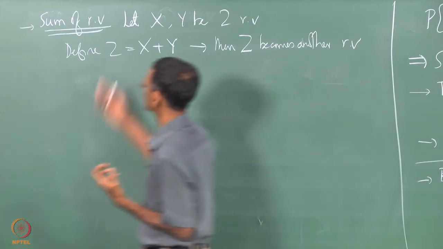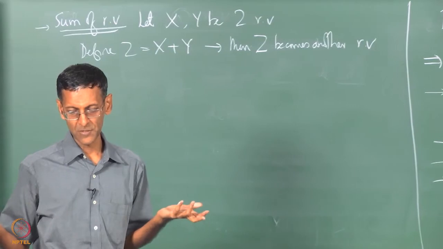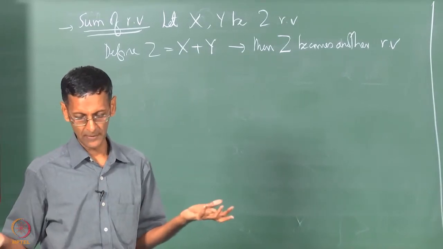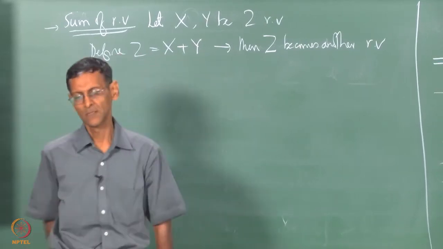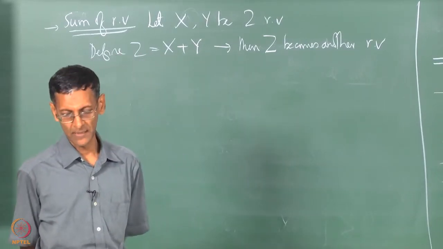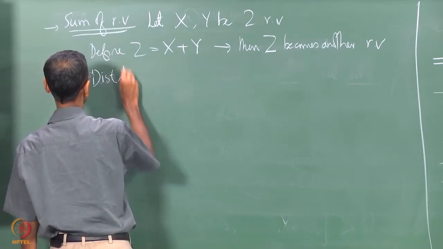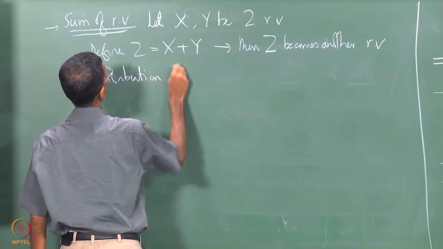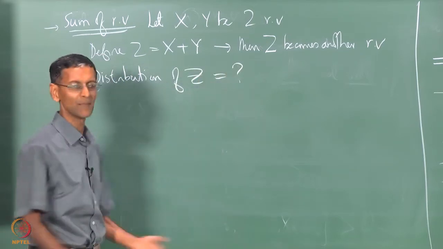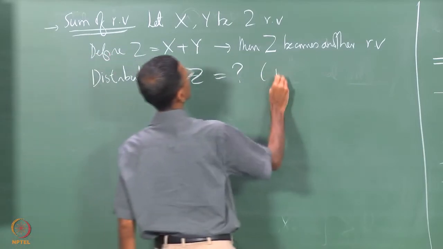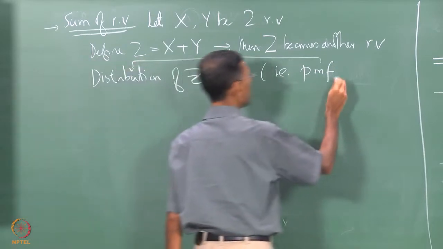So now we are interested in the case that x and y are both discrete valued random variables, which is what we have been studying all these classes. So what can I say about the PMF of z? So I'll ask a question: the distribution of z. By distribution I mean PMF, for now.